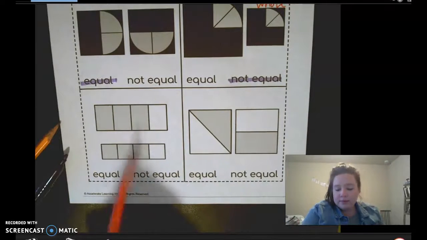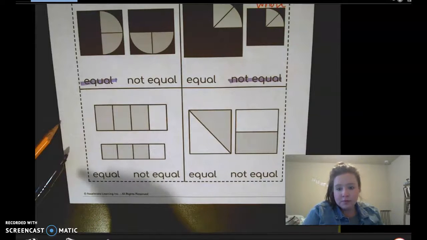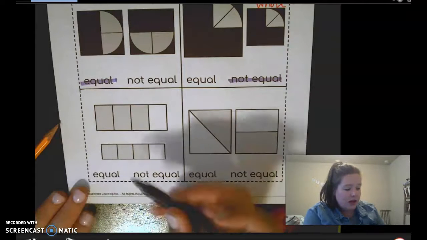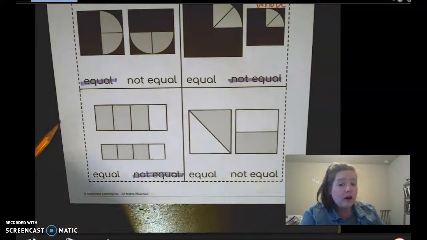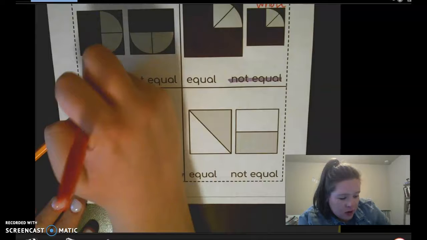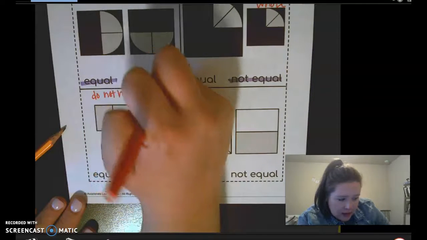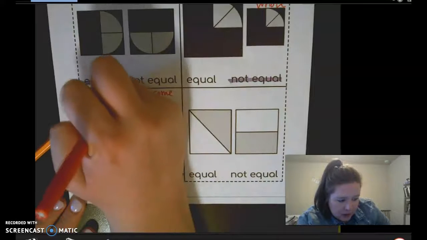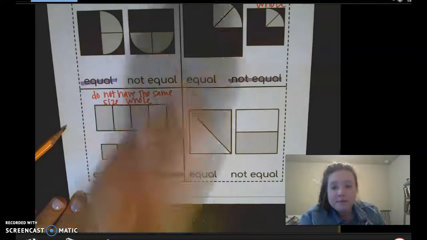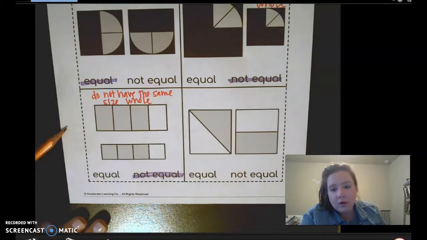Equal or not equal? Good. Not equal. And why are they not equal? Good. They do not have the same size whole. And these two, are those going to be equal or not equal?